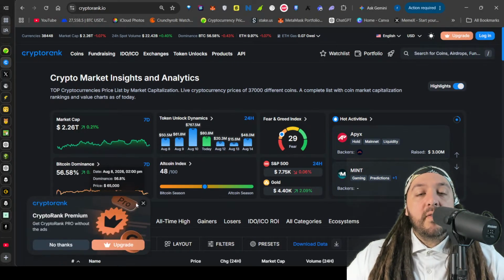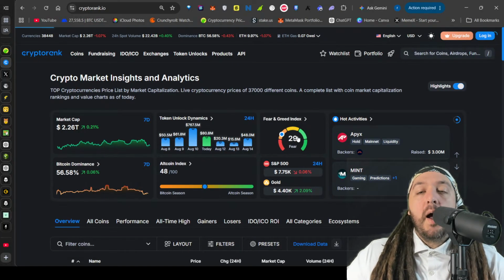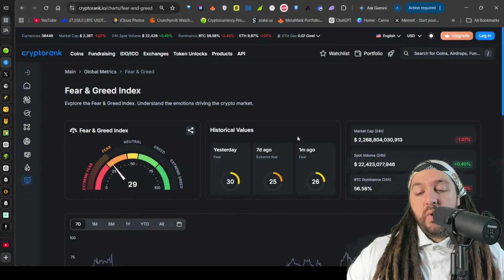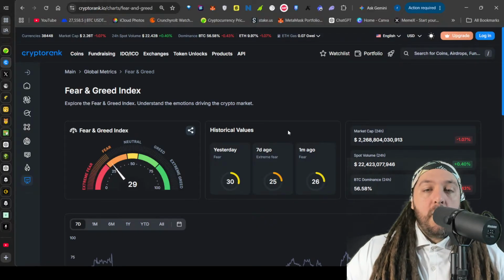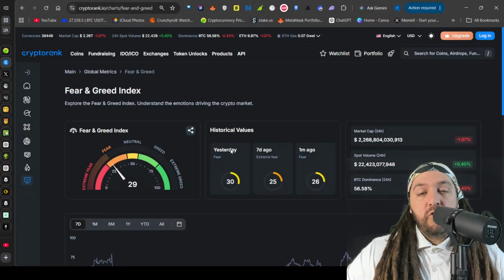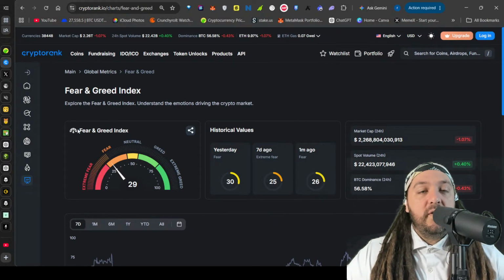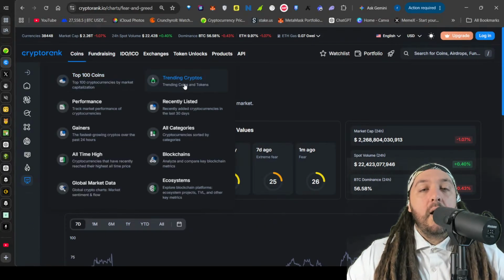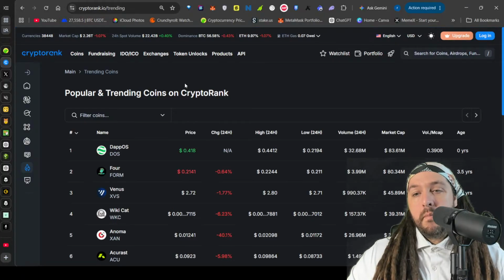Fear and Greed Index, the number that should be in the back of your mind, is 29. It's 29, the guy. Did you have that? Did you win the bingo? All right, yesterday was 30. We didn't stream yesterday. Seven days ago was 25. A month ago was 26. So Fear and Greed Index, 29 today. Put it in the back of your mind.